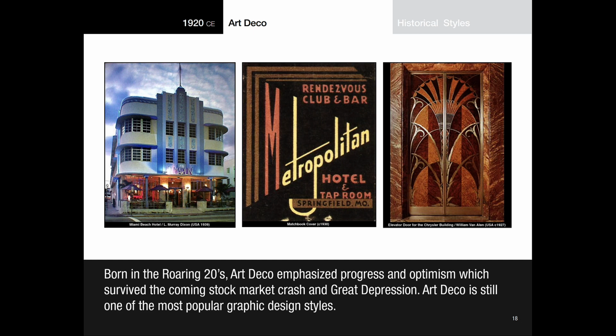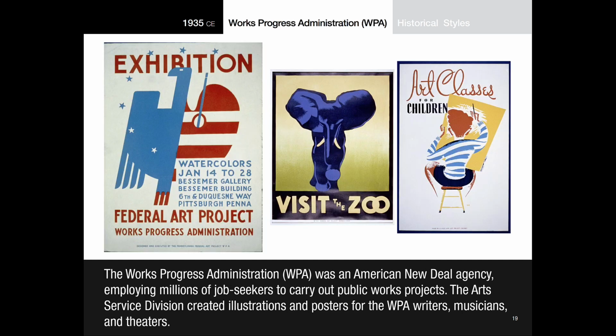You also see Art Deco in architecture. So New York has a lot of Art Deco architecture in it. Also in South Beach, Miami, where you can see on the left there. But downtown Los Angeles also has its share of very well-known Art Deco architectural buildings.